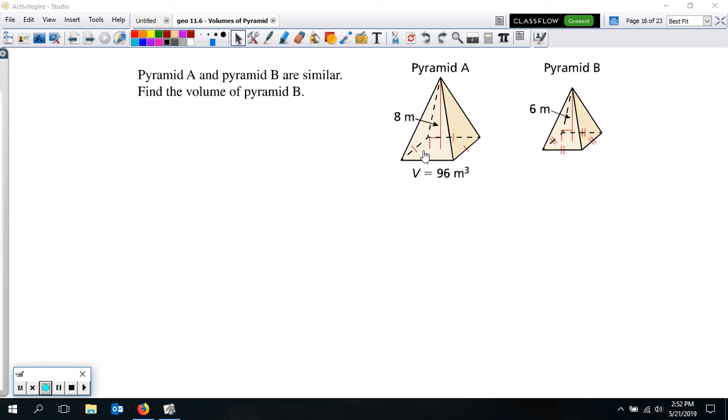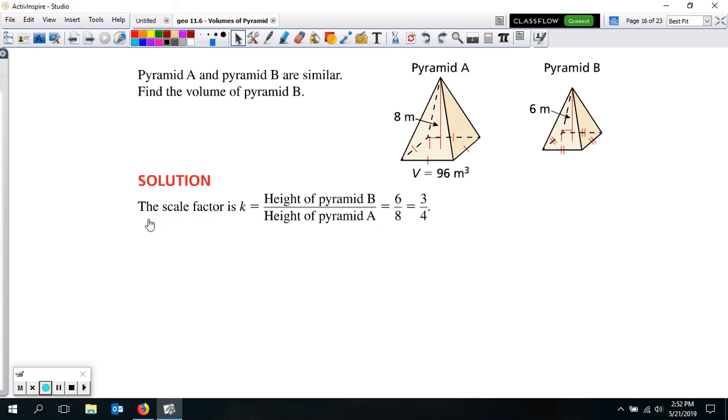So we have corresponding measures here with the heights. So here's your height of the pyramid. A is 8 and B is 6 on this one. So you can just watch how we do this one. Again, first find that scale factor. They're putting the B over A, so it's 6 over 8, which they simplify to 3/4.